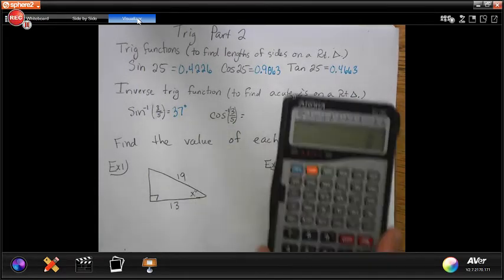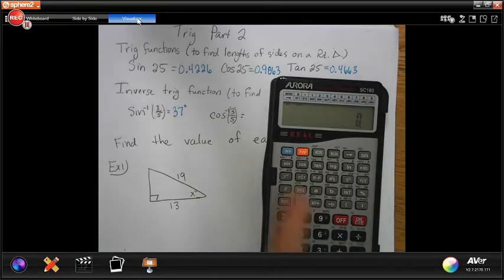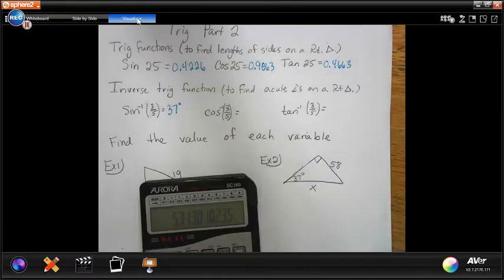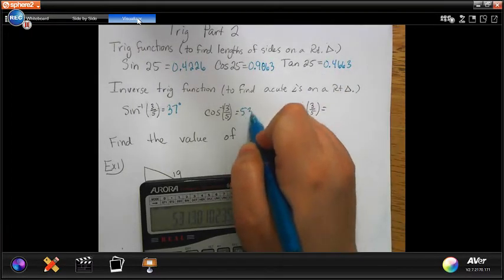Inverse cosine. I press my shift button and cosine, so I get my inverse cosine. And then I do 3 divided by 5 in parentheses. And then I press equals to get my degree. So it's 53.1, which is really close to 53, so we're going to keep it at 53 degrees.